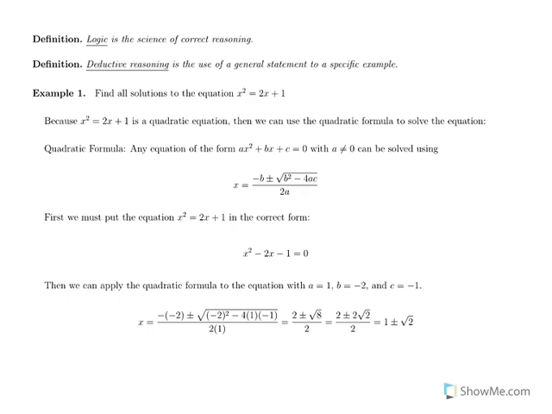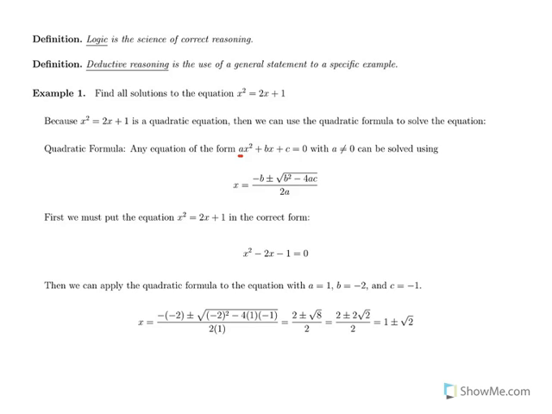So what we're going to do is we're going to use deduction to figure out the answer to this question. So we know that because x squared equals 2x plus 1 is a quadratic equation. It's quadratic because it has a squared term in it, and it's a polynomial and has an equation. Then we can use the quadratic formula to solve the equation. The quadratic formula says that if you have any equation of the form ax squared plus bx plus c equals 0, with the first number there, the first coefficient, not equal to 0, this can be solved using the equation x equals negative b plus or minus square root of b squared minus 4ac over 2a.